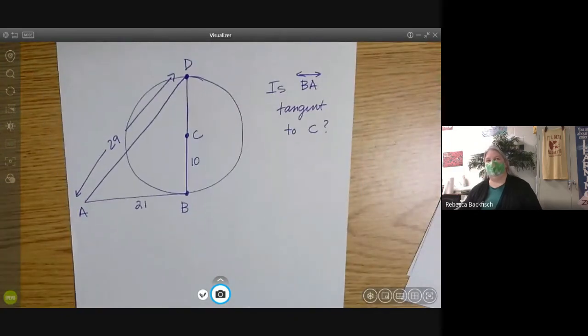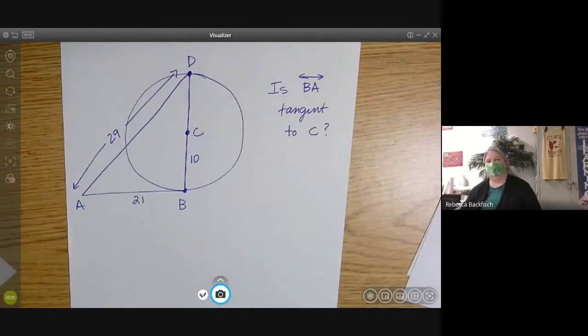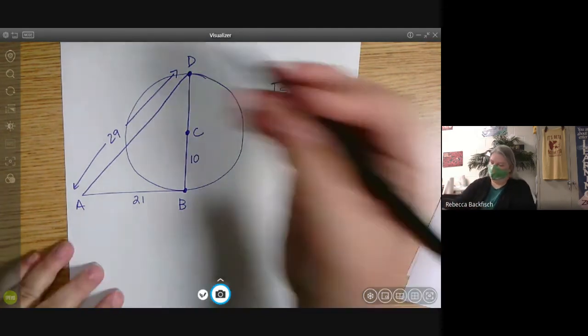Next one's very similar. We'll call this 2D, if you want to call it anything.